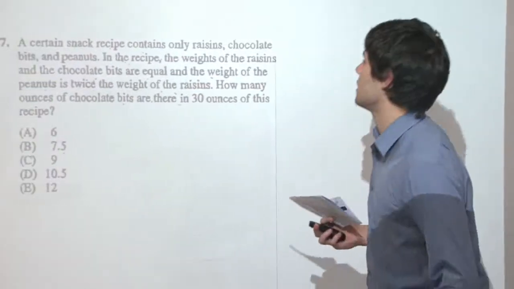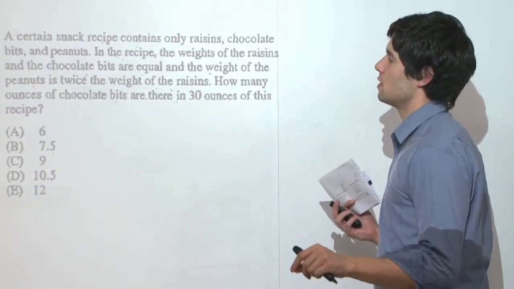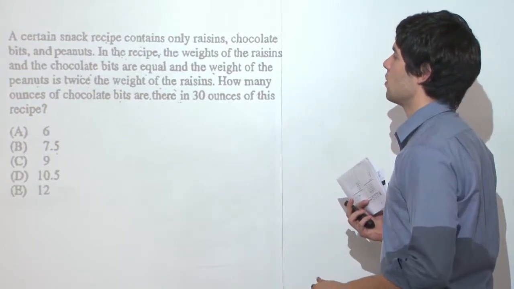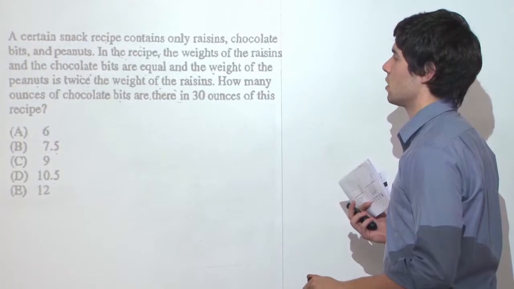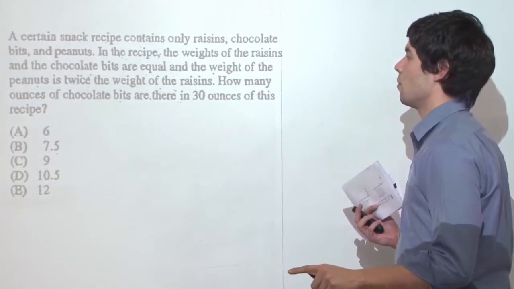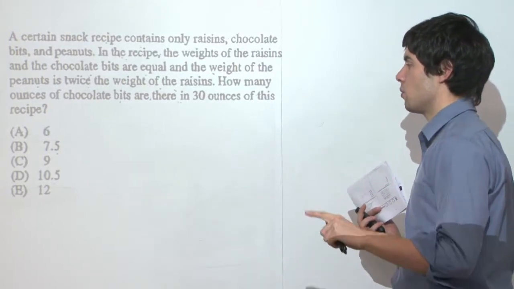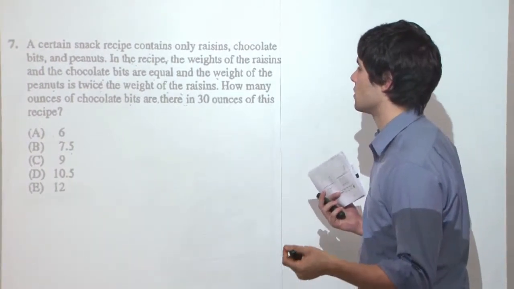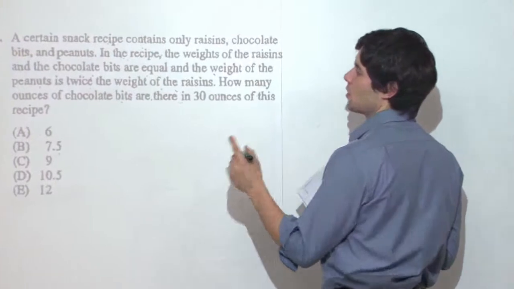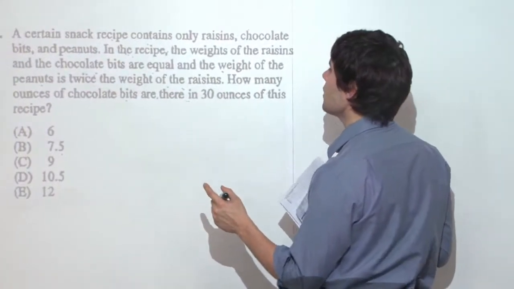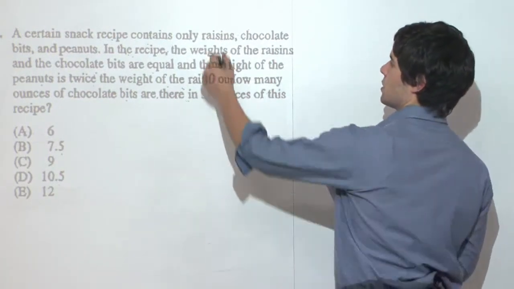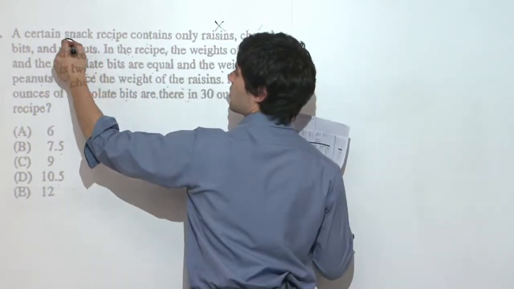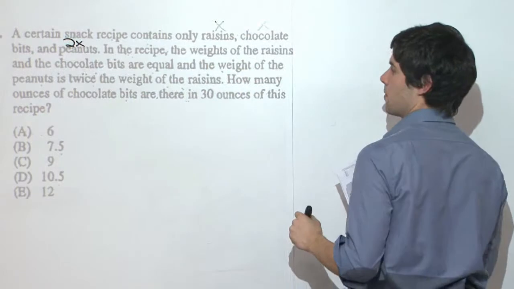A certain snack recipe contains only raisins, chocolate bits, and peanuts. 3 things. In the recipe, the weight of the raisins and the weight of the chocolate bits are equal, and the weight of the peanuts is twice the weight of the raisins. How many ounces of chocolate bits are there in 30 ounces of this recipe? So we're talking about weight. And it says the weight of the raisins and chocolate bits are equal. So we'll call both of those x. And then we know that peanuts is 2x.